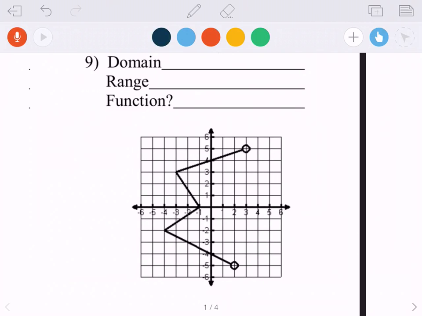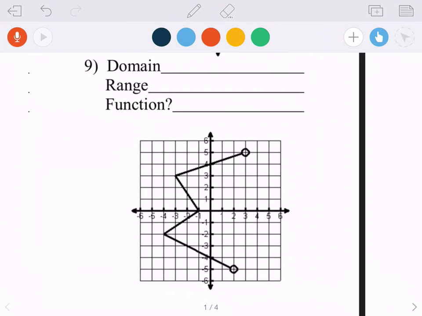I'm going to call these kind of my special cases. The last three examples are all shapes on a graph. The specific points aren't there, but the graphs aren't continuing on and on forever and ever with the arrows.